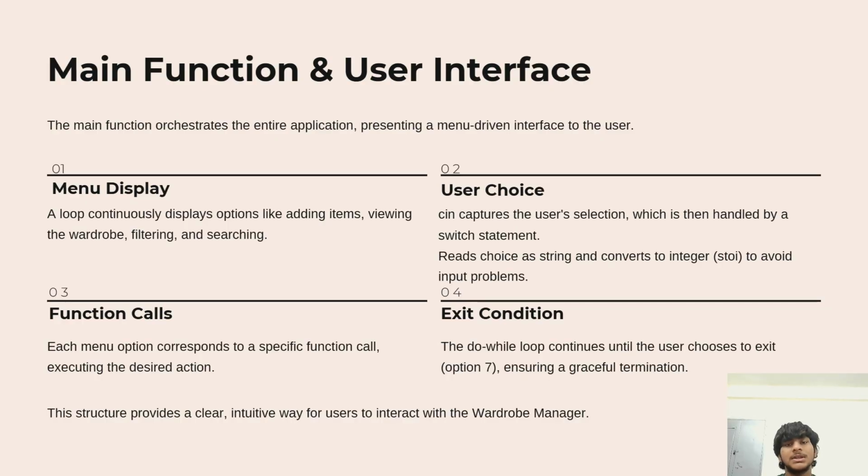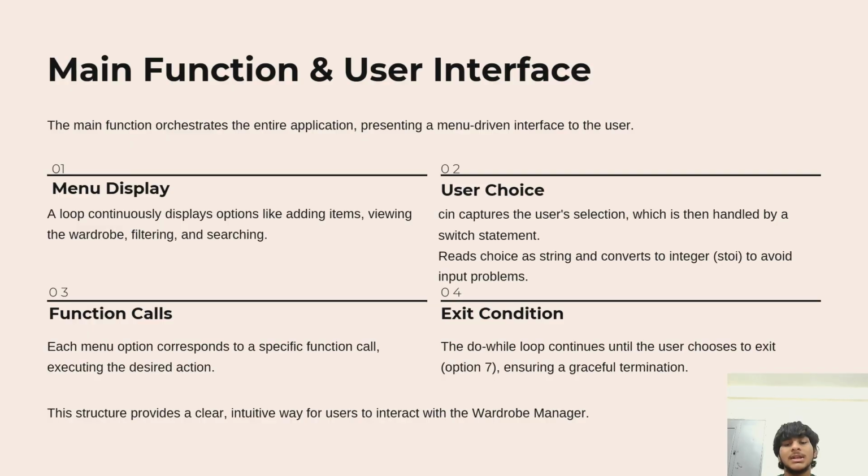Now at last, the main function and user interface. The main function orchestrates the entire application, presenting a menu-driven interface to the user. The main function contains the menu display. A loop continuously displays options like adding items, viewing the wardrobe, filtering, and searching. Second, user choice. Cin captures the user selection, which is then handled by a switch statement. It treats the choice as a string and converts it to an integer to avoid input problems. And each menu option corresponds to a specific function call executing the desired action.